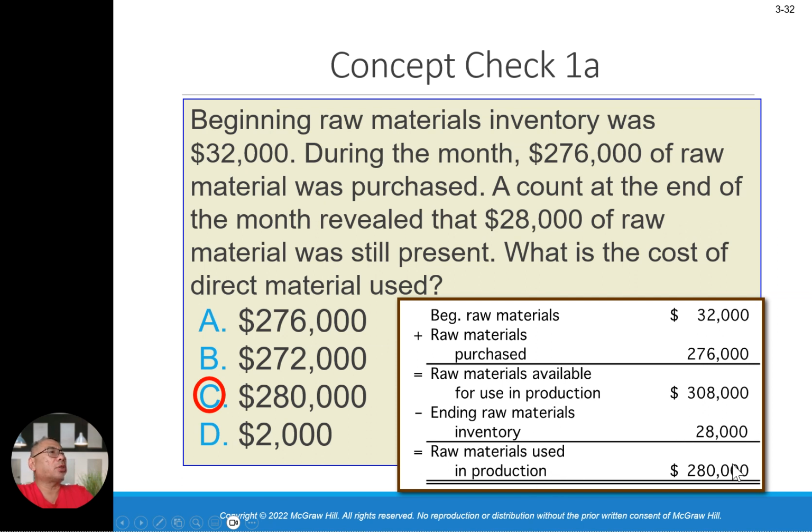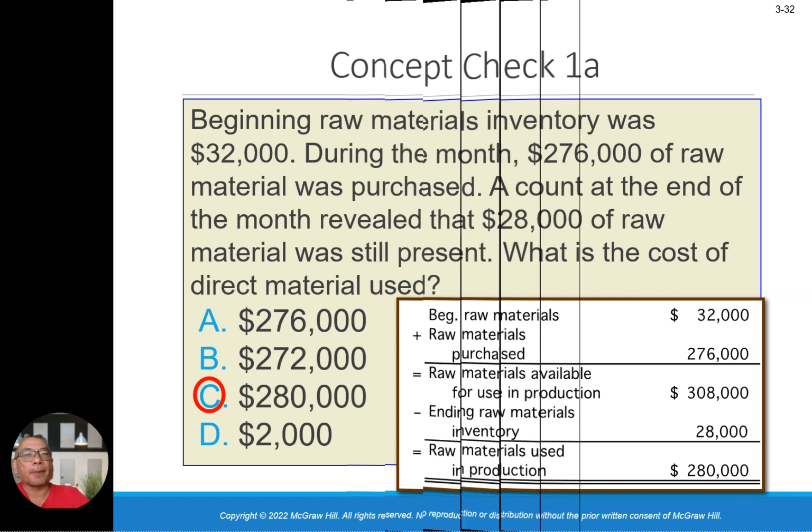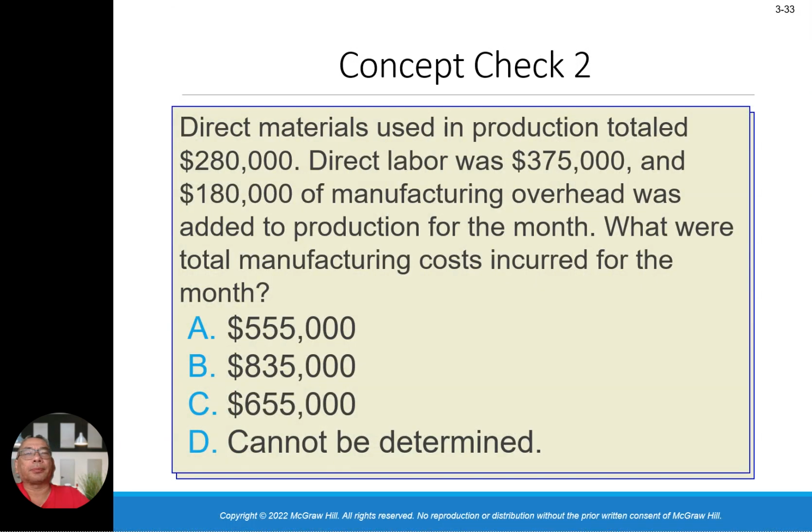So the raw material used in production is 280,000. That's how you get this number, okay? 280,000. These are the steps: beginning plus purchase equals available for production, minus ending. So you got this number, okay? All right, let's look at the next one.